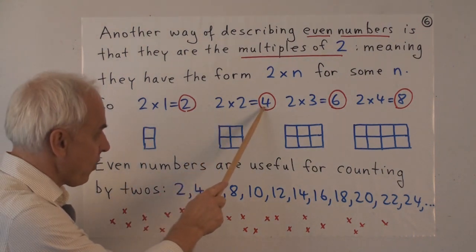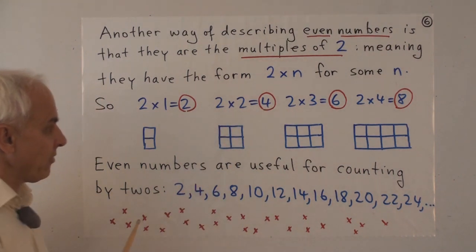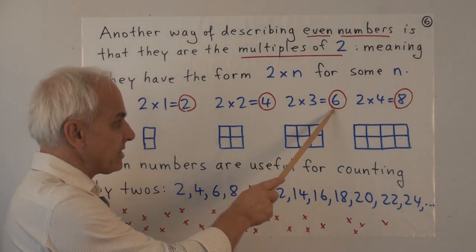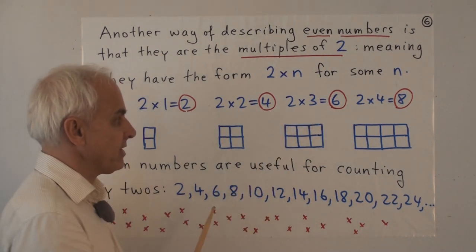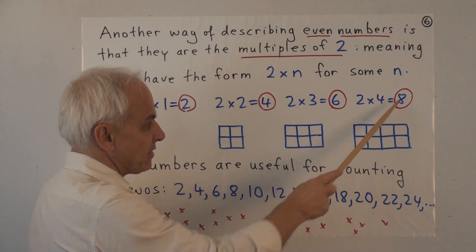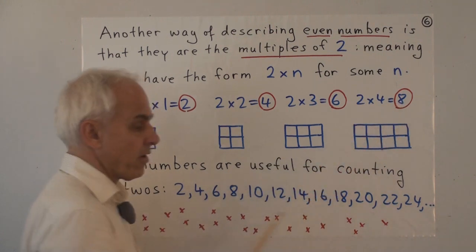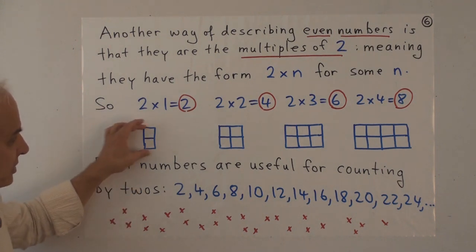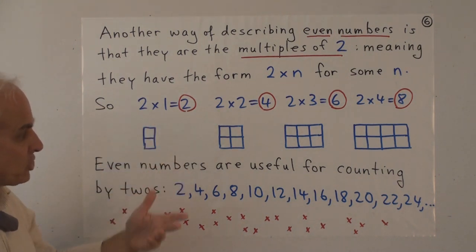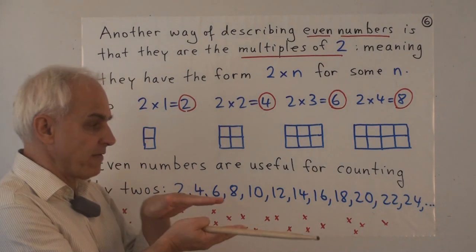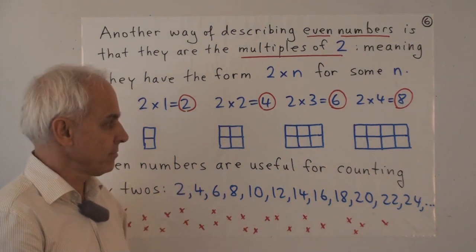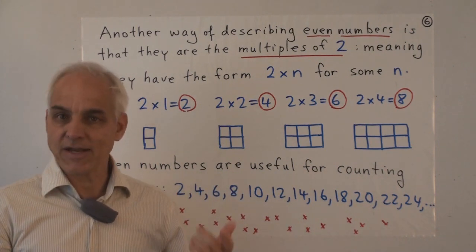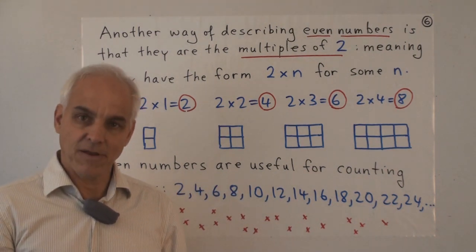2 times 2 is 4. There's a 2 by 2 rectangle with its 4 squares. 2 times 3 is 6. There's the 2 by 3 rectangle. 2 times 4 is 8. There's the 2 by 4 rectangle, and so on. So the even numbers are naturally associated with rectangles that have 2 rows. If you have a rectangle with 2 rows, then the number of squares that it has will be an even number.